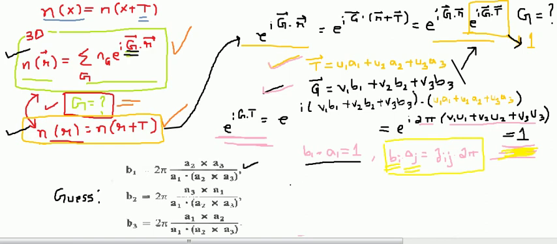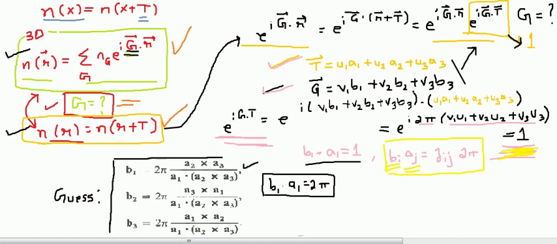Okay, let us see what happens when I dot product b1 with a1. So what do I get? The 2 pi is as it is. In the upward position I get a1 dot a2 cross a3. Below I have a1 dot a2 cross a3. They will get cancelled and I'm left with only this. It's a straightforward calculation. Agreed? So only if my b's are in these forms with a's, only then I am able to satisfy this condition.